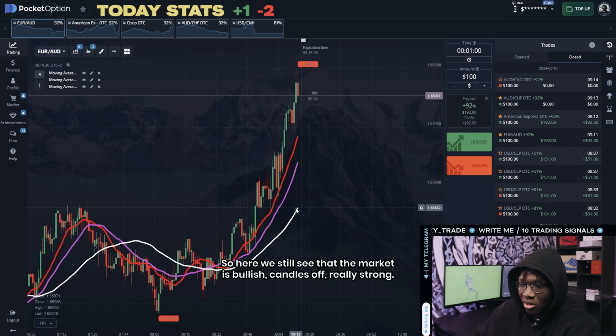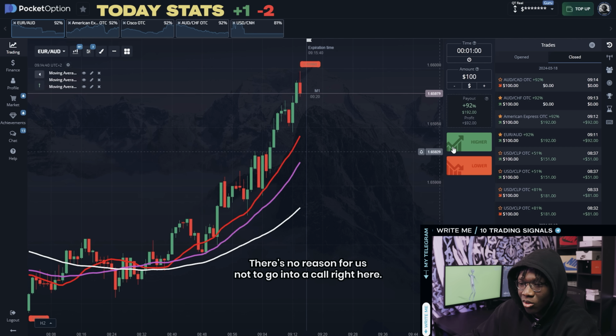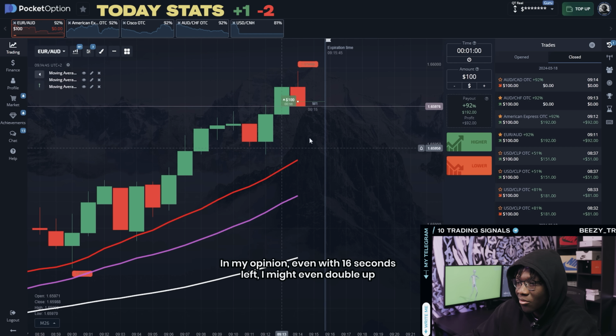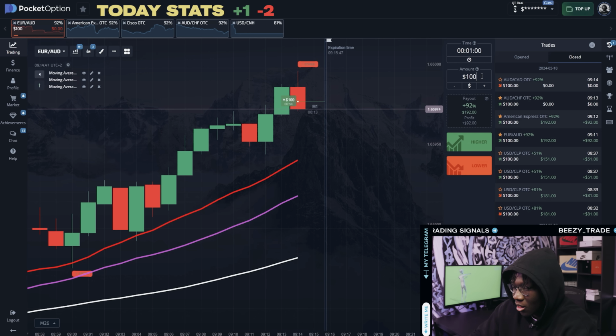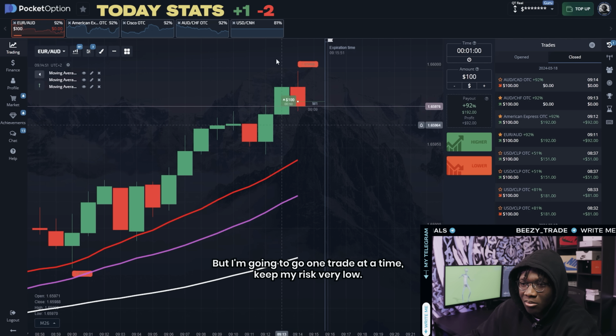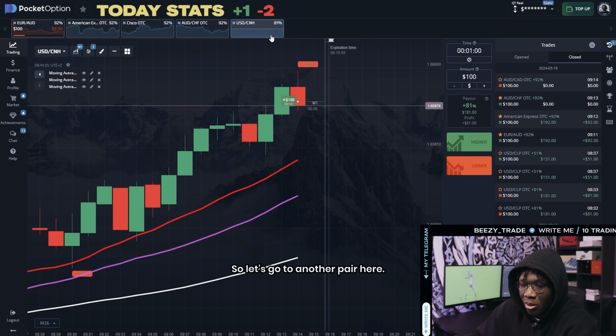So right here, we still see that the market is bullish. Candles are really strong. There's no reason for us not to go into a call right here, in my opinion. Even with 16 seconds left, I might even double up on that. But I'm going to go one trade at a time, keep my risk very low. So let's go to another pair here.